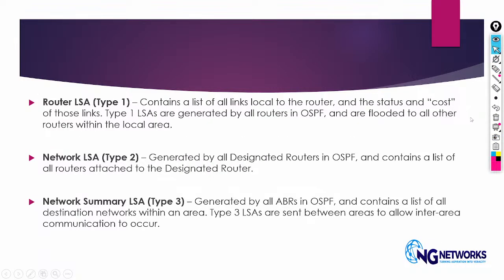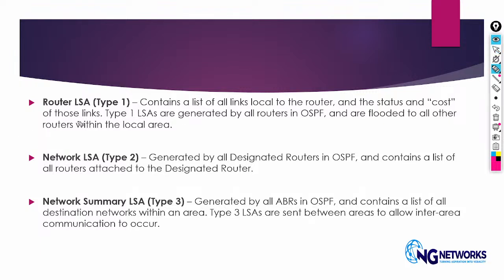OSPF is a link state protocol. There are different types of LSAs. By default, we are using 5 LSAs. Actually, there is one more, LSA 7, that is an area specific LSA. But by default, only 5 LSAs are generated, and OSPF supports a total of 11 types of LSAs. So what are those 5 LSAs?